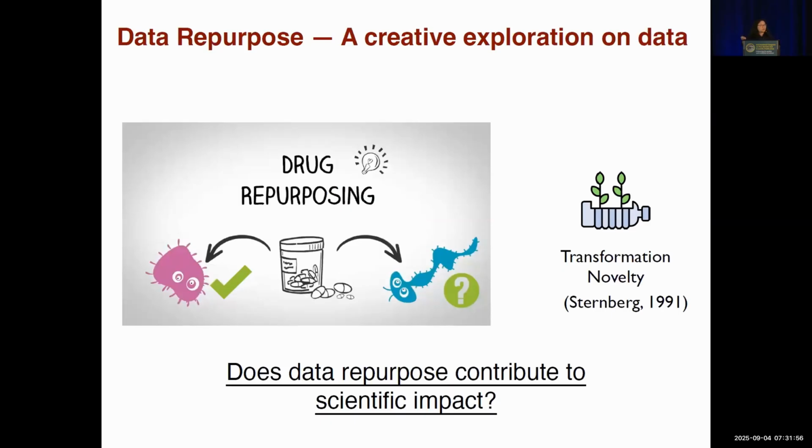The creative mechanism I want to look at here is called data repurpose. This idea is borrowed from drug repurpose, where a drug is usually created for a certain purpose to cure one disease. But later, people might find out this drug can cure another disease. Putting it into data is a very similar case. Usually, a dataset is created for one task or people use it for one purpose. But if we change to a different purpose or different task, can this type of data repurpose contribute to scientific impact?